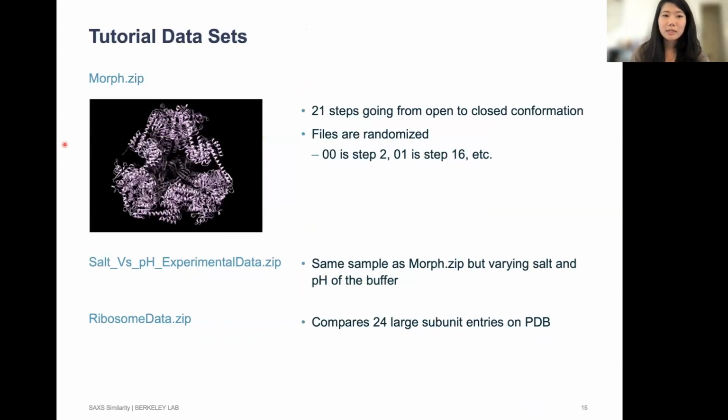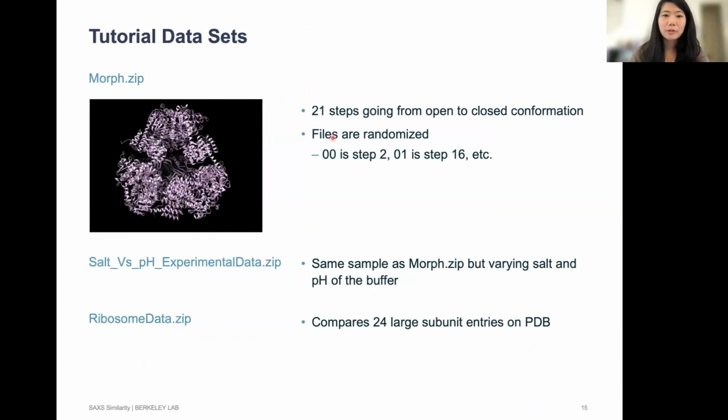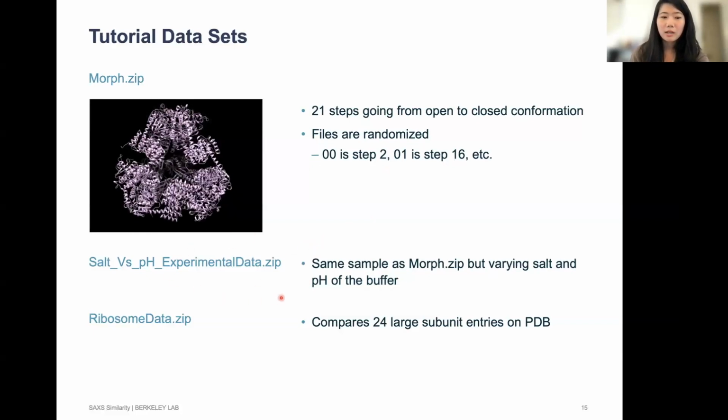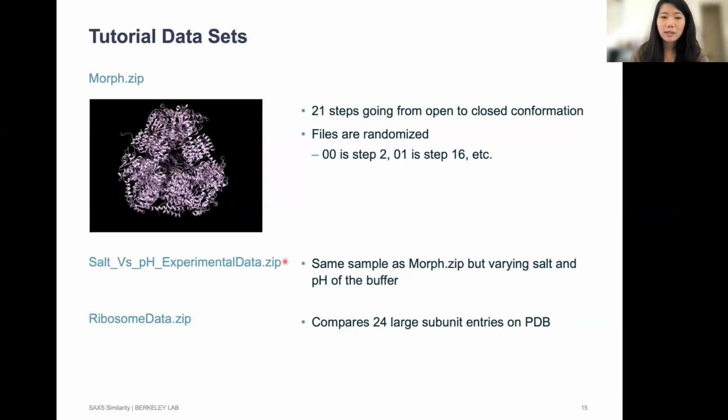The first one is morph.zip, and this is of a protein that's undergoing the conformational change from open to closed, separated by 21 different steps. And these files are randomized where frame 00 is step 2, frame 01 is step 16. And we have this exact same protein, but under different conditions like salt concentration and pH under experimental data. So these two I will show in the live demo.